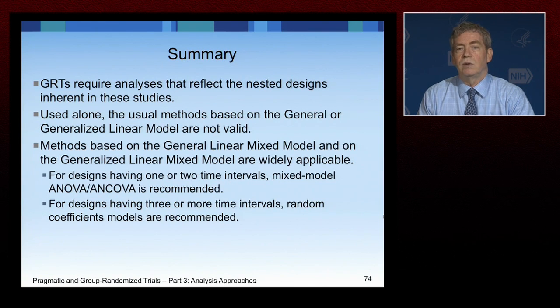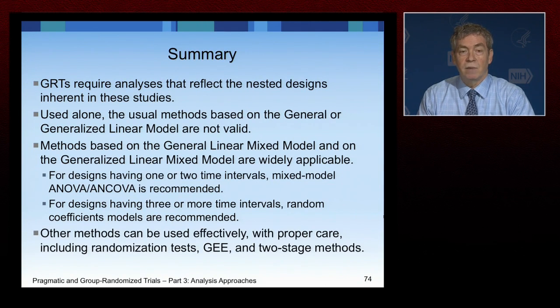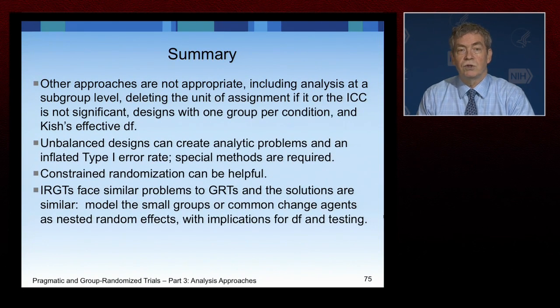If we have one or two time points that were included in the analysis, we can use the mixed model ANOVA and ANCOVA. If we have three or more time intervals that we're trying to model, the random coefficients approaches are recommended. Other methods can be used effectively as long as we're careful and implement them correctly, and those include randomization tests, GEE, and two-stage methods. Other approaches are not appropriate, including analysis at a subgroup level, deleting the unit of assignment if the intra-class correlation is tested and shown not to be significant, designs with one group per condition, and Kish's effective degrees of freedom.